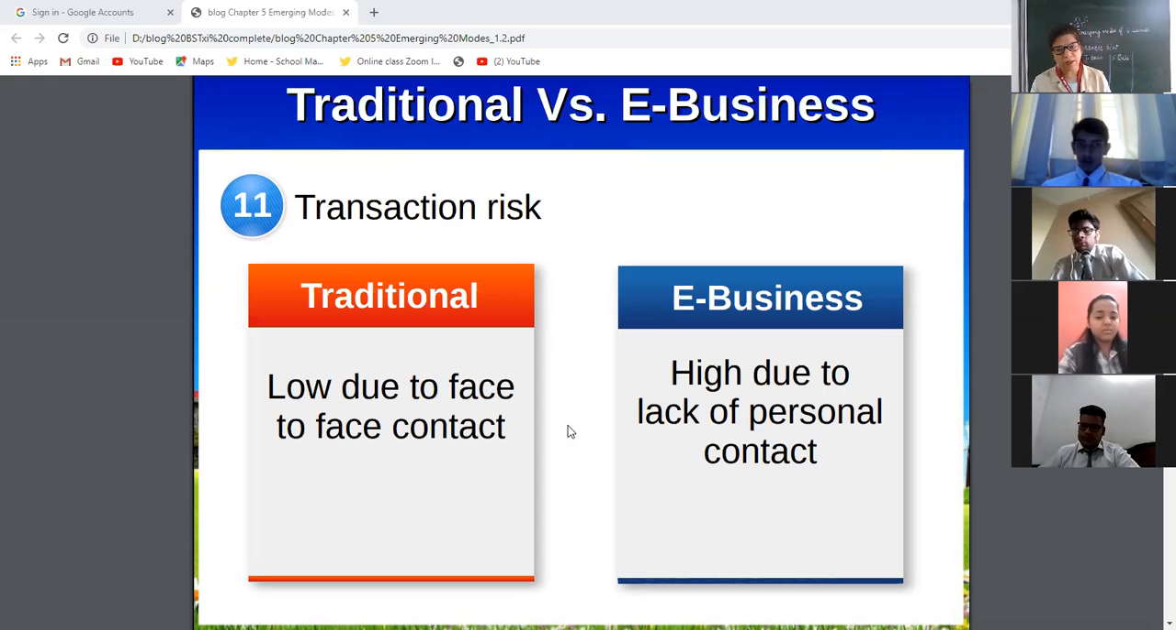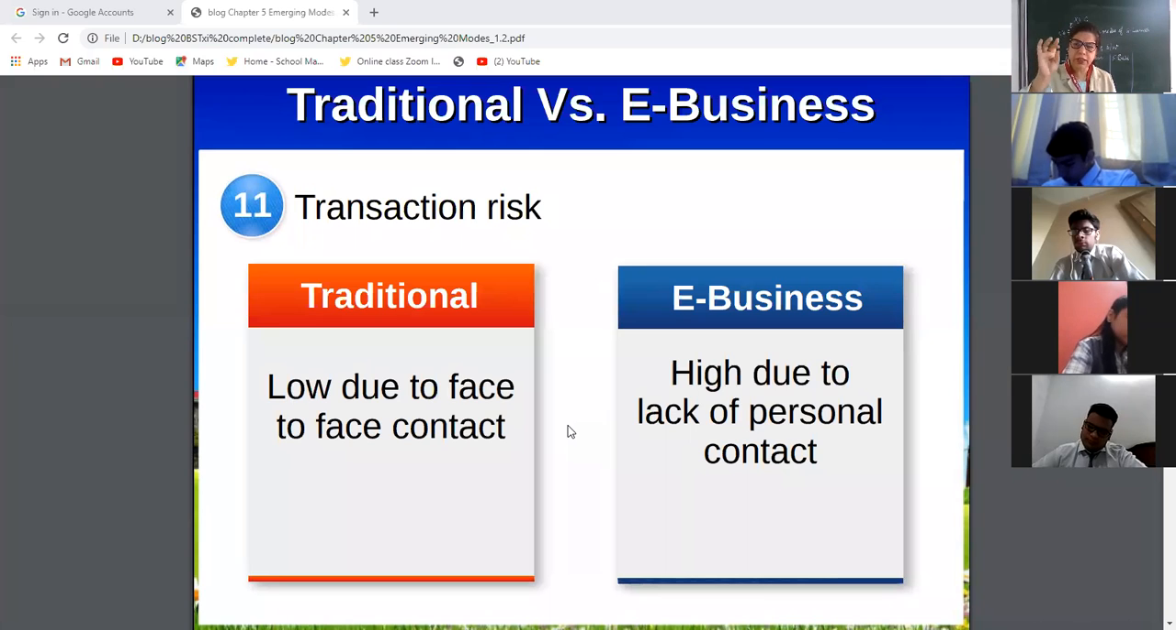But in e-business, transaction risk is very high due to lack of personal contact. Maybe the goods are not according to the quality, not as per order, not according to the quality and quantity. Maybe the goods are defective. And if you return the goods, maybe there will be some problem while they give you payment. And payment risk is also there, I'll tell you.